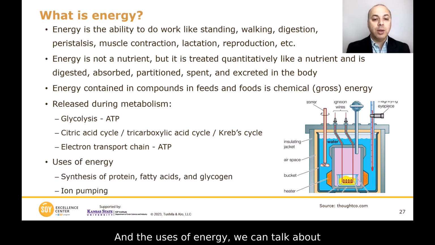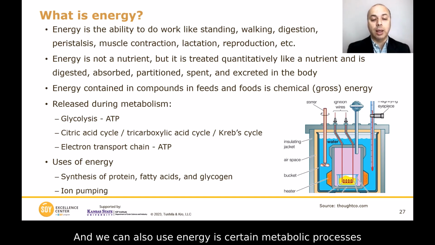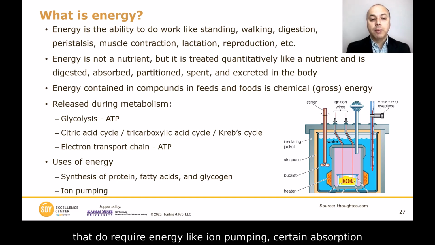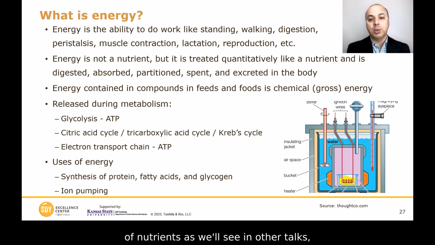And the uses of energy we can talk about in two main categories. We can talk about the use of energy for synthesis of proteins, fatty acids, glycogen, and any other processes. And we can also use energy in certain metabolic processes that do require energy, like ion pumping. Certain absorption of nutrients, as we'll see in other talks, requires the expenditure of energy for that nutrient to be uptaken.